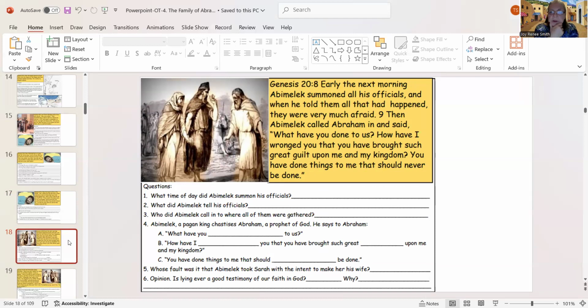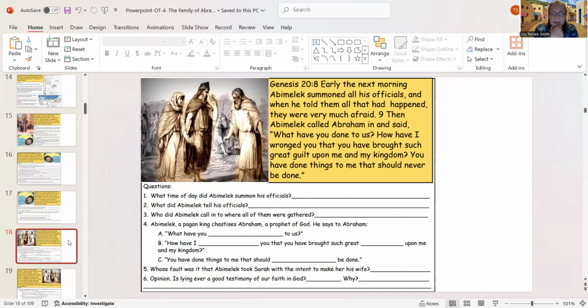Genesis 28. Early the next morning, Abimelek summoned all his officials, and when he told them all that had happened, they were very much afraid. Then Abimelek called Abraham in and said, "What have you done to us? How have I wronged you that you have brought such great guilt upon me and my kingdom? You have done things to me that should never be done."